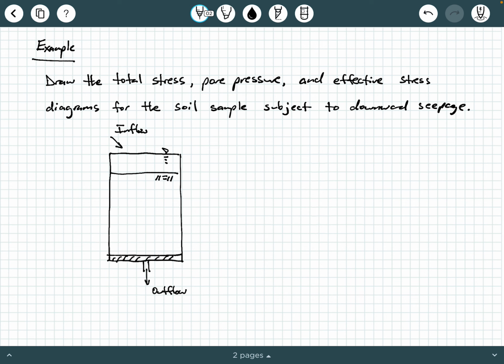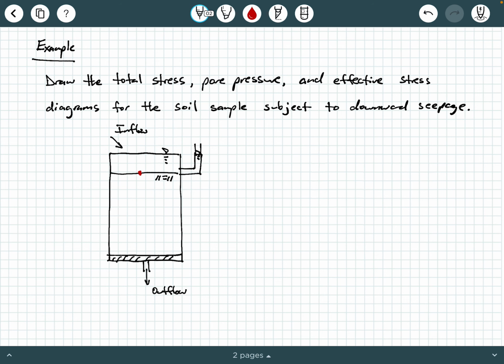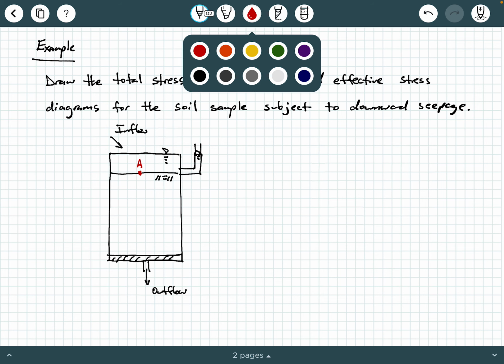So in this sample, we're going to install 3 piezometers, okay? We're going to have one piezometer that is installed near the top of the soil sample. And in this piezometer, we're going to have a water level that is at the same level as the water level in the sample itself. So right there is our top water level, and we're going to say that this is installed at the top of the soil sample at point A.